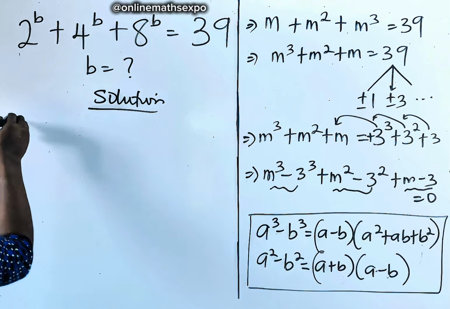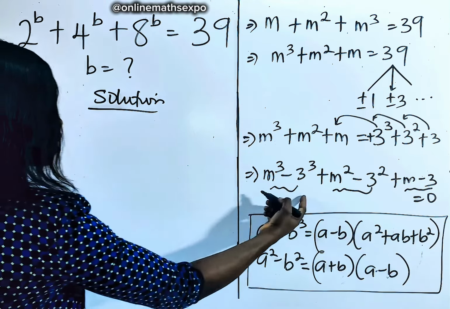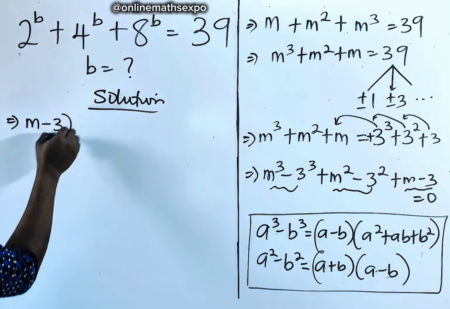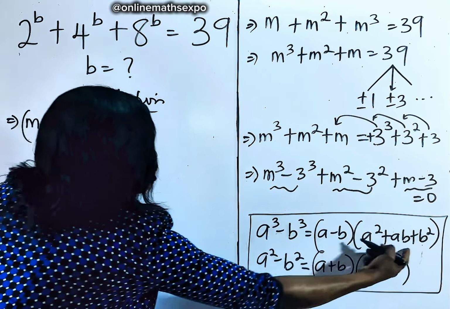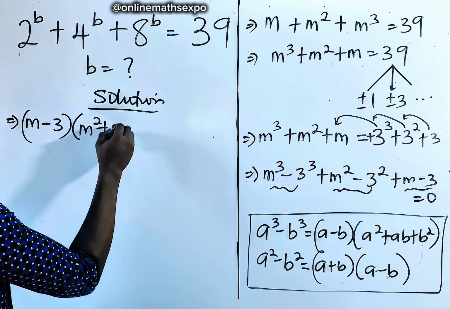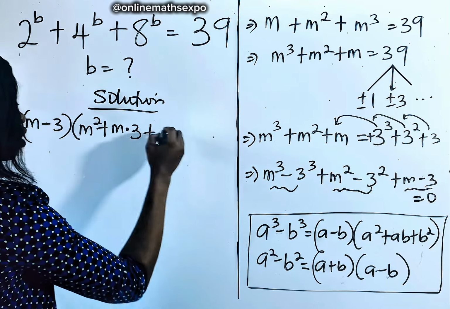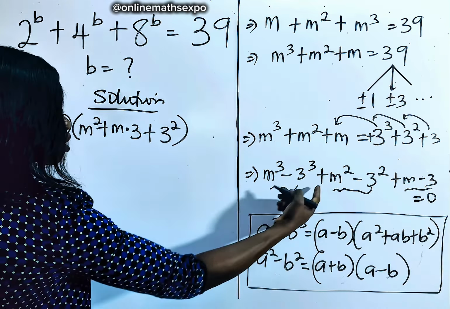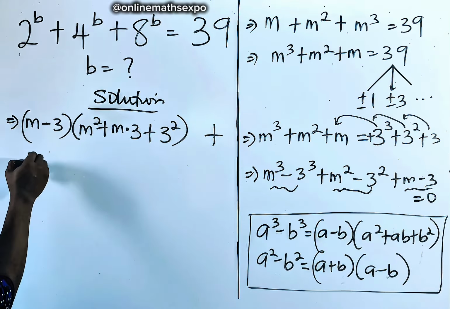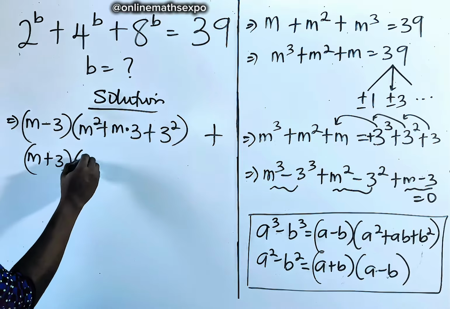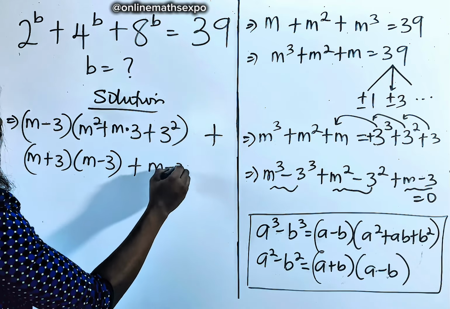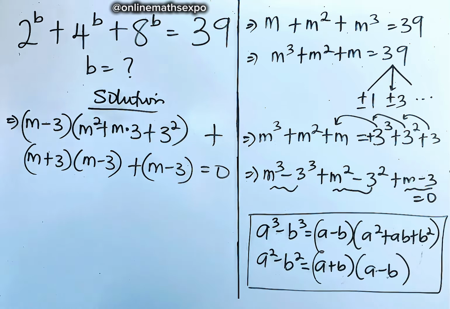So from here, for this, we are going to apply the first one. So we have m minus 3 into m squared plus m multiplied by 3 plus 3 squared. That is for this. Plus, for this, we are going to apply this. So we have m plus 3 into m minus 3. Then plus m minus 3. And everything is equal to 0.